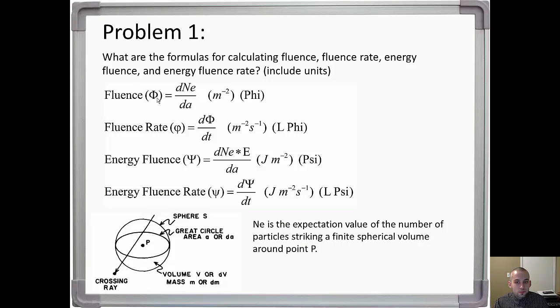So first one's fluence. It's essentially dNE, which is the expectation value of the number of particles striking a finite spherical volume around point P, over dA. The units are meters to the -2, or they can be in centimeters to the -2. It's probably better actually to put them in centimeters to the -2.